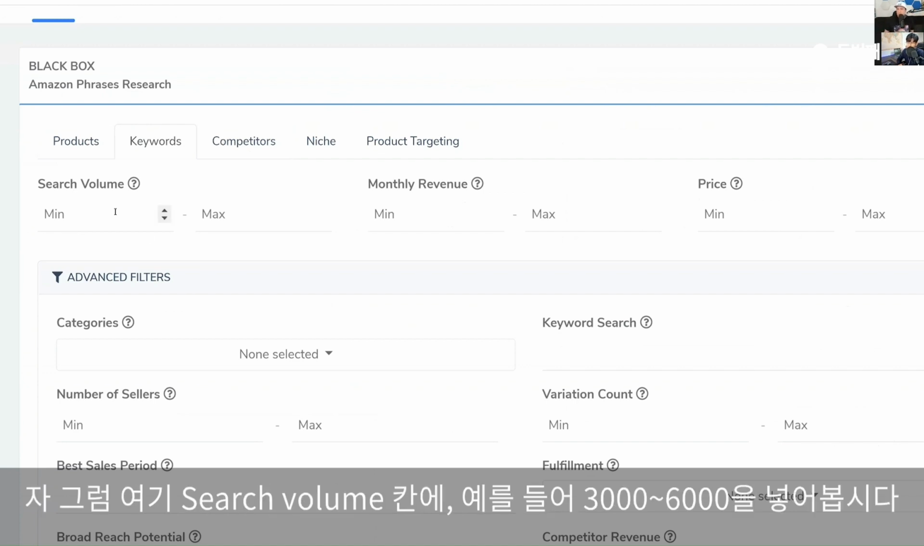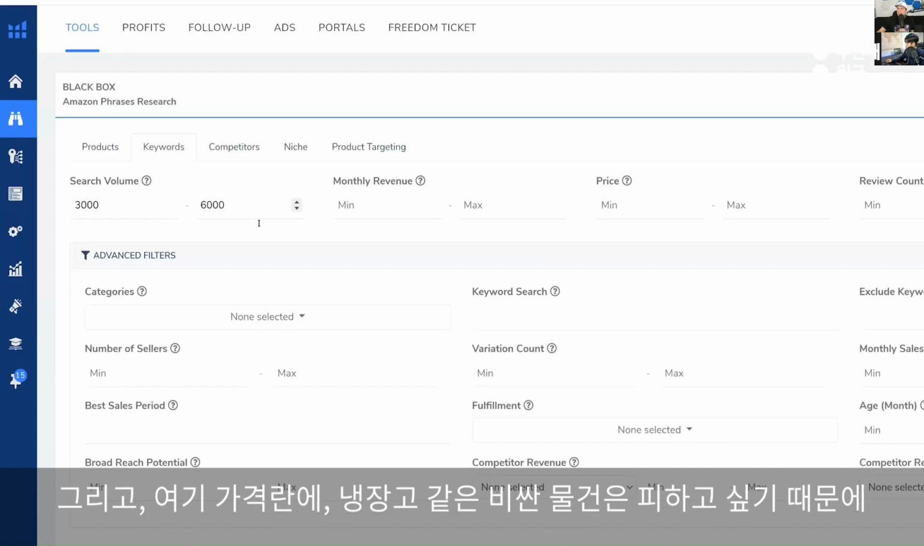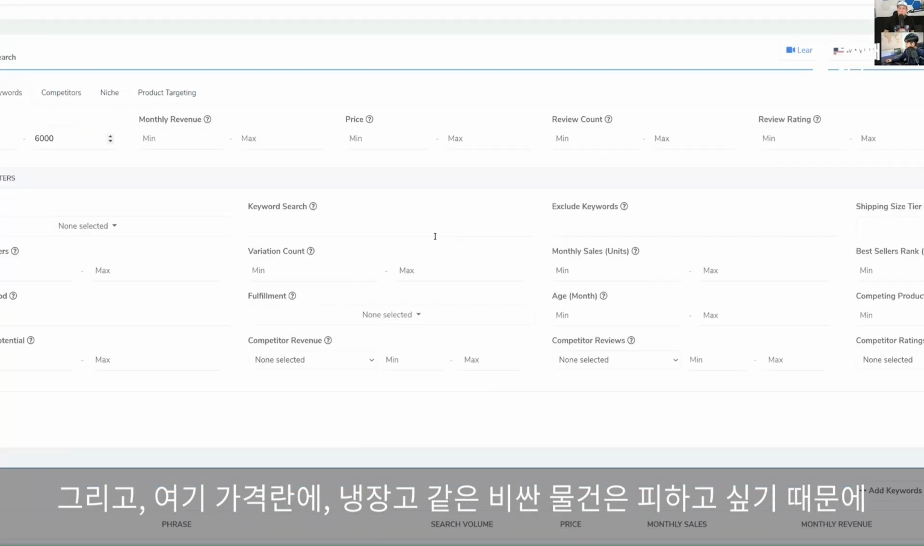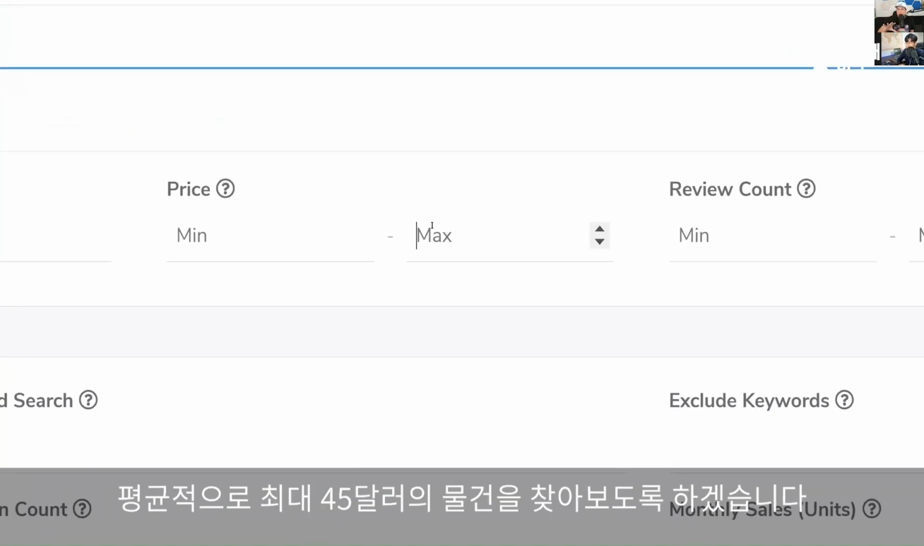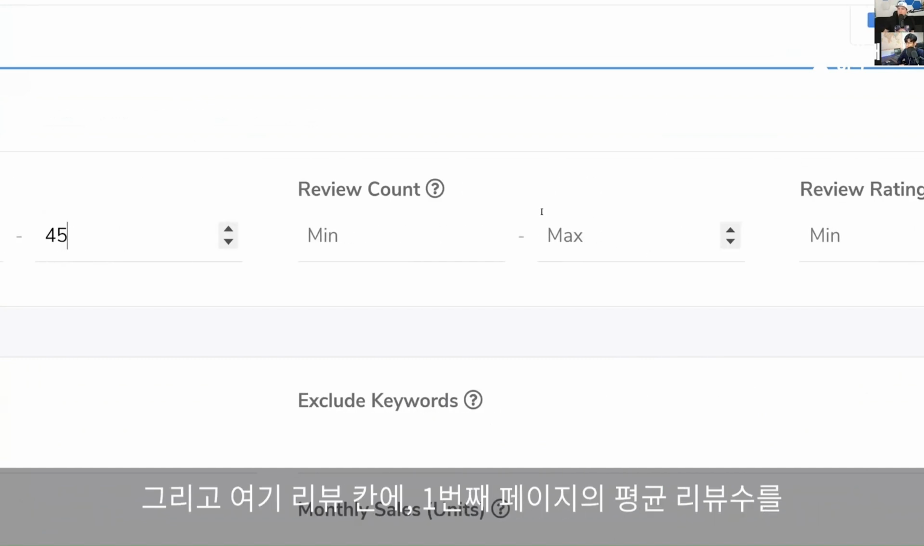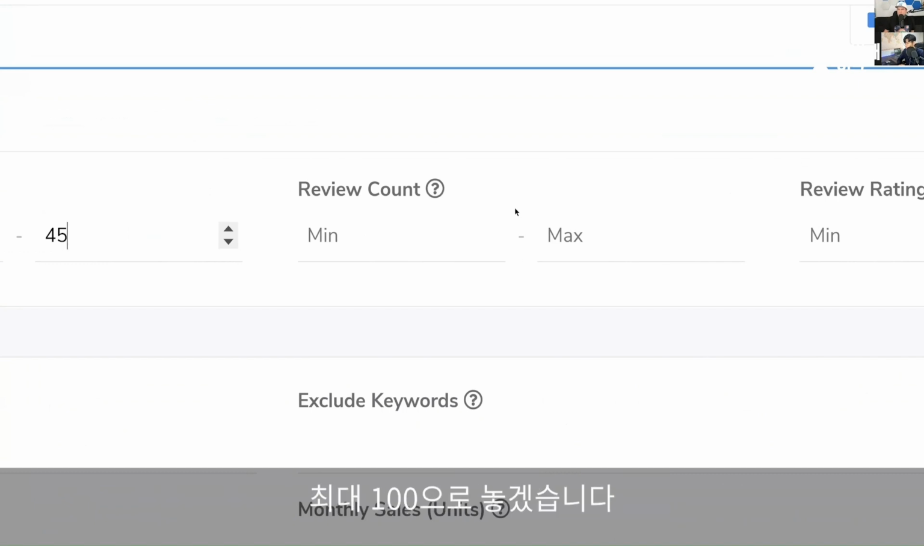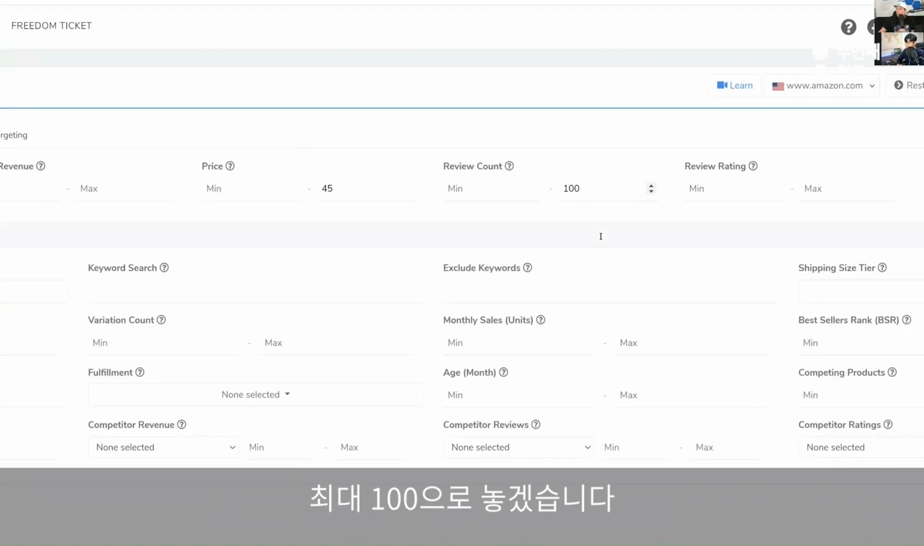So I'm just going to put here, let's just go small. Let's do 3,000 to 6,000, all right? And let's say that it's a product, I don't want to see refrigerators or big expensive products. So if I were to take the average price of some of the top products on page one, let's go with $45 maximum. And review count, this is what I like. If I were to take the average reviews of what is on page 1, let's just say it's less than 100. Is there anything available like that?